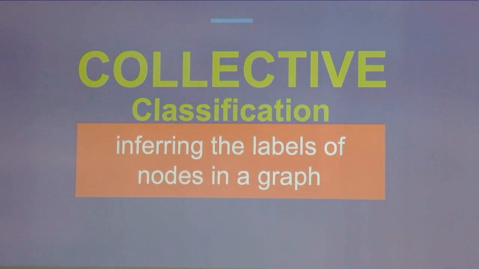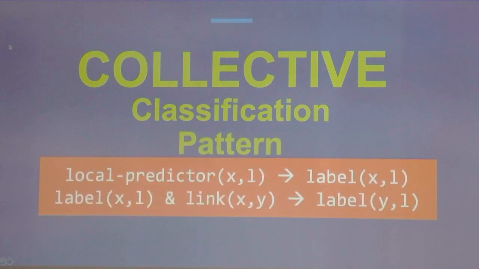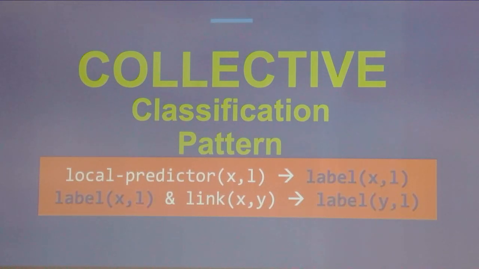So the first pattern is inferring the labels of nodes in a graph. And so how do you write this as a pattern? You write it as follows. You have a local predictor that gives you some noisy label L for a node X, but then the part that makes it collective is the fact that you have these rules where you propagate the information.